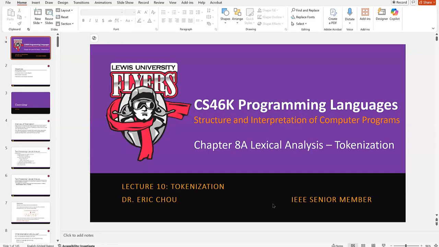We will get started with tokenization. Starting from chapter 8, this is lecture 10, and we are on language translation. That is from language A to language B, from a high-level language to a low-level language, or sometimes from text to graphics, or from graphics to text. These are the basics of translation.